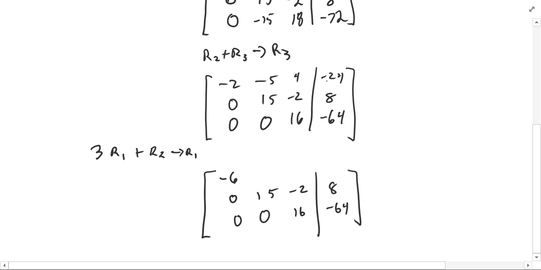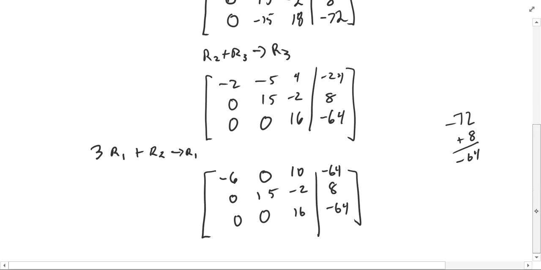Nope, I don't need the 8 there. All right. 3 times negative 5 is a negative 15, plus 15 would be 0. 3 times 4 is 12, minus 2, sorry, would be 10. And 3 times negative 24 is negative 72. Negative 72 plus 8 again, that's going to give us a negative 64. Negative 64 there in that last column.